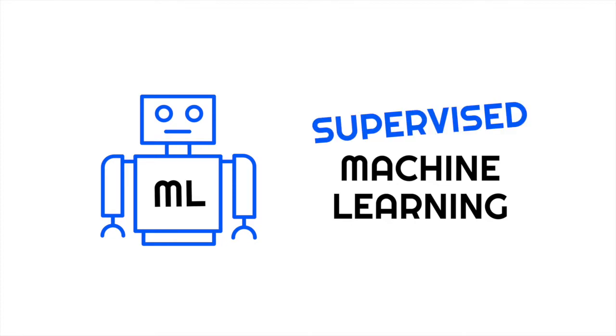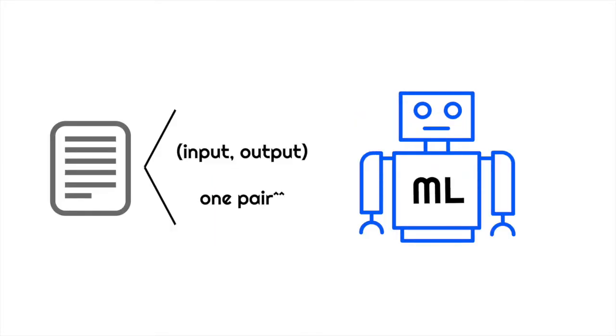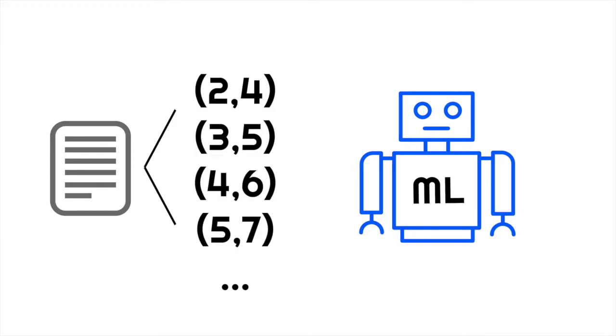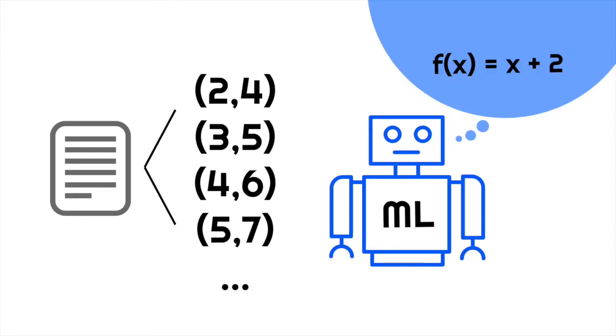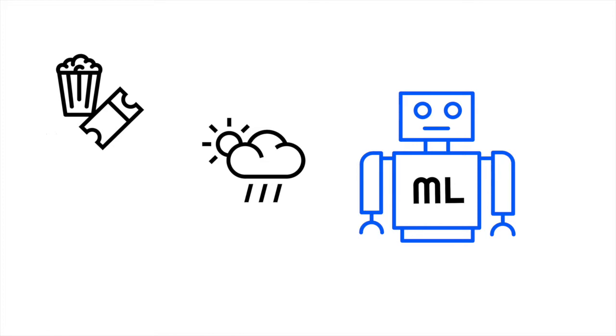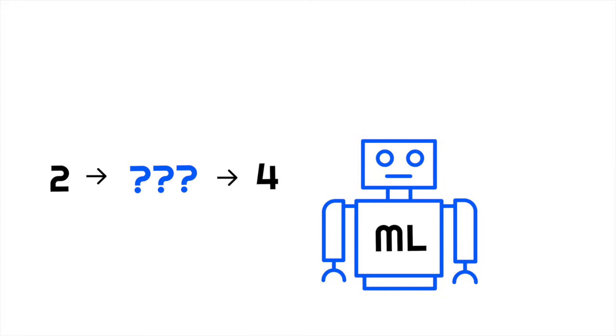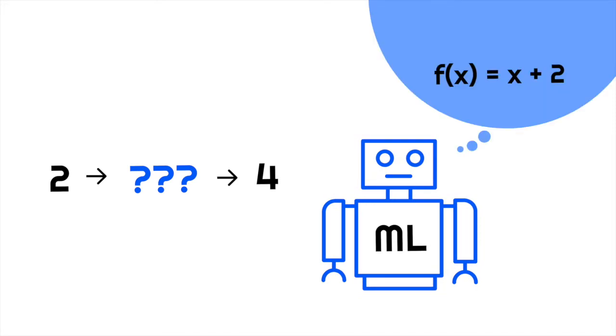In supervised machine learning, the computer is given a training dataset in the form of input-output pairs. The computer uses these input-output pairs to define a function. For example, take this set of input-output pairs. Given these pairs, the computer would infer the function f of x is equal to x plus 2. This not only works for numbers, but also works for movie reviews, weather forecasts, facial recognition systems, robotics, etc. Essentially, supervised machine learning finds a function or pattern relating to things you give it.